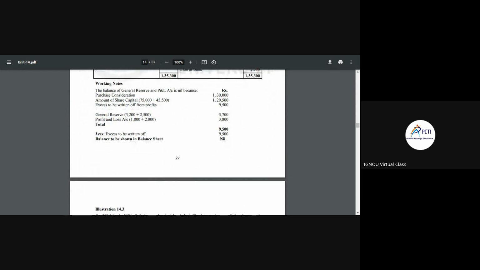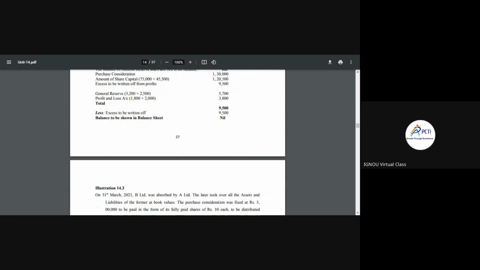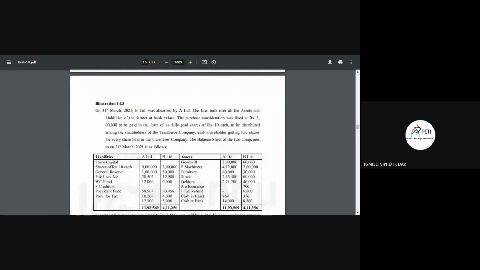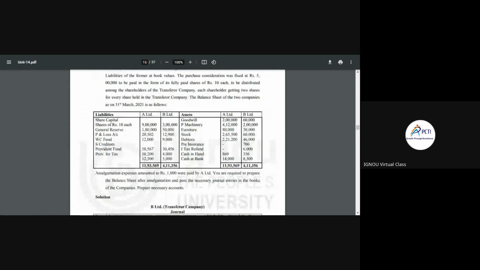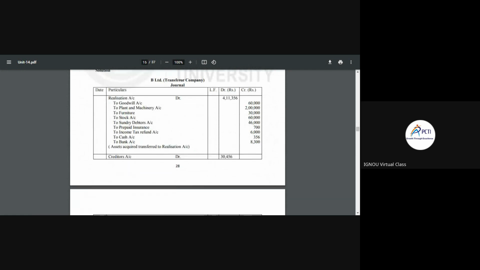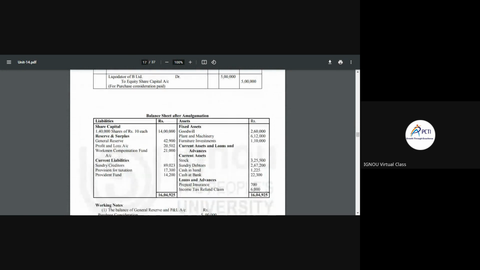Here you can see there are working notes also. From this, you can take help for solving the question. As such, you have another illustration you need to solve. So first of all, you need to pass the journal entries of the transferor company account. Then you need to pass the transferee company account general entries. Then you need to make the balance sheet.